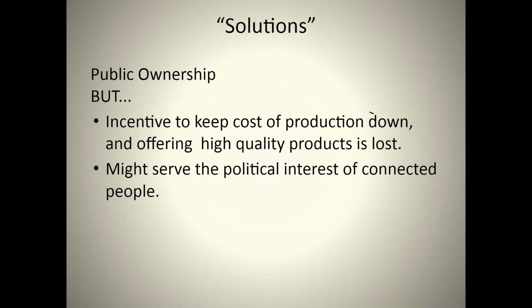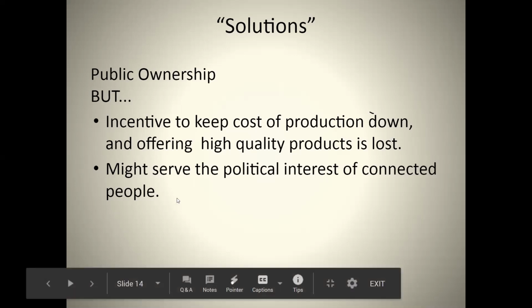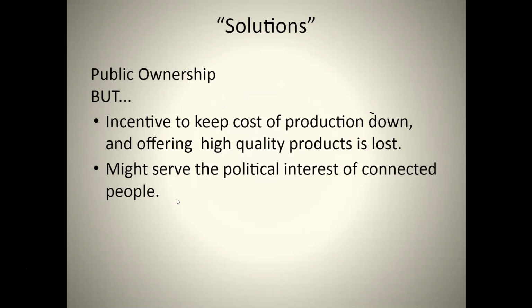Public ownership is another option. We don't have a lot of that here in the United States. You might see a little bit more of that in Europe. Take rail transportation in Europe, public transportation's oftentimes publicly owned. The argument against public ownership is that there's little incentive to keep cost of production down and offer high quality products. And if it's owned by the government, you could see how that could begin to serve the political interests of connected people, like you might have in the oligarchies of Russia or something like that. But we don't have a lot of public ownership in the United States, so it's not necessarily a solution that we've looked to here for monopolies.